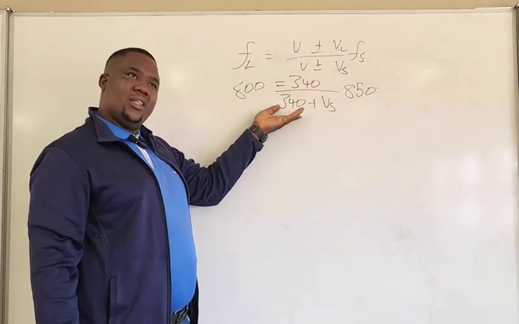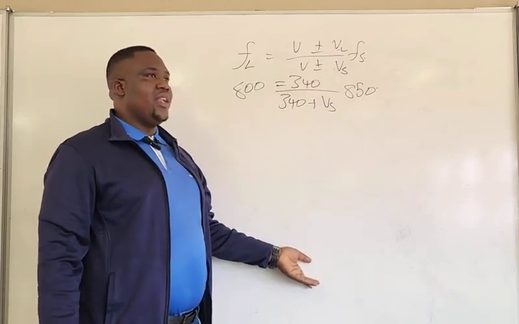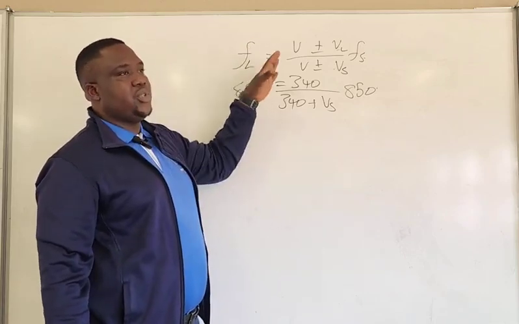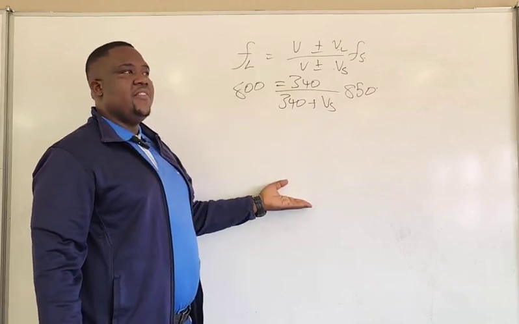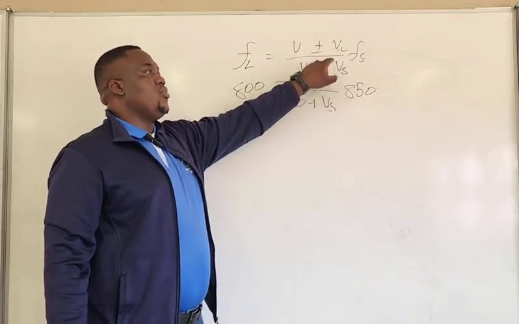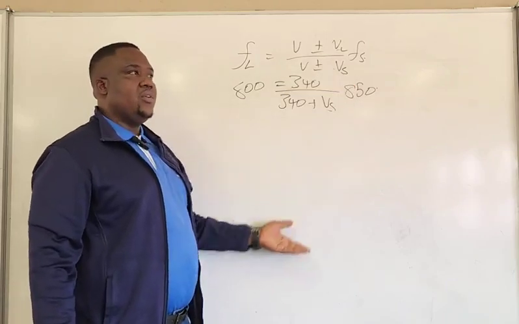Then the last mark is for the final answer, it's only one. So in physics, we mark substitution, formula substitution, and the final mark. So you see you have substituted. For this one, you have got 3 marks. This one, 1 mark.